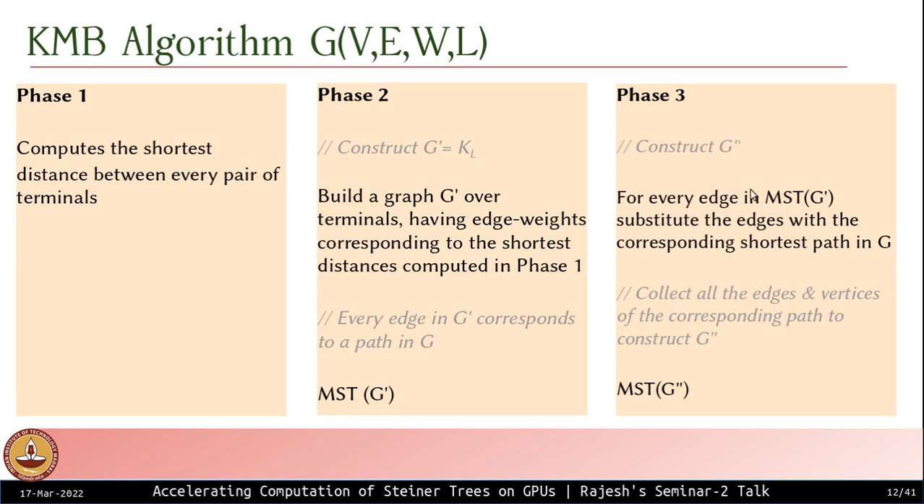For each edge that we got in the tree, we substitute that particular edge with the corresponding shortest path we had in phase 1. So we collect all the edges and vertices along the shortest path and construct G double prime. Finally we run an MST on G double prime. So this is the KMB algorithm.